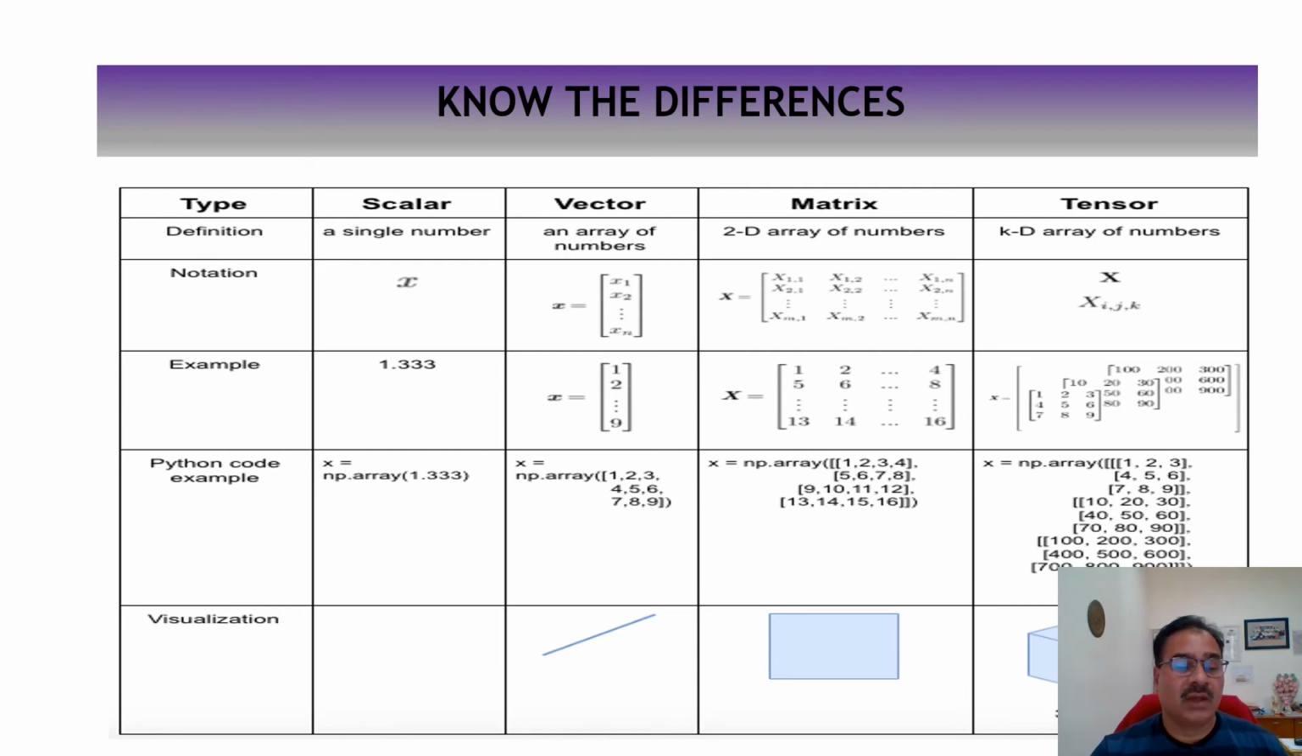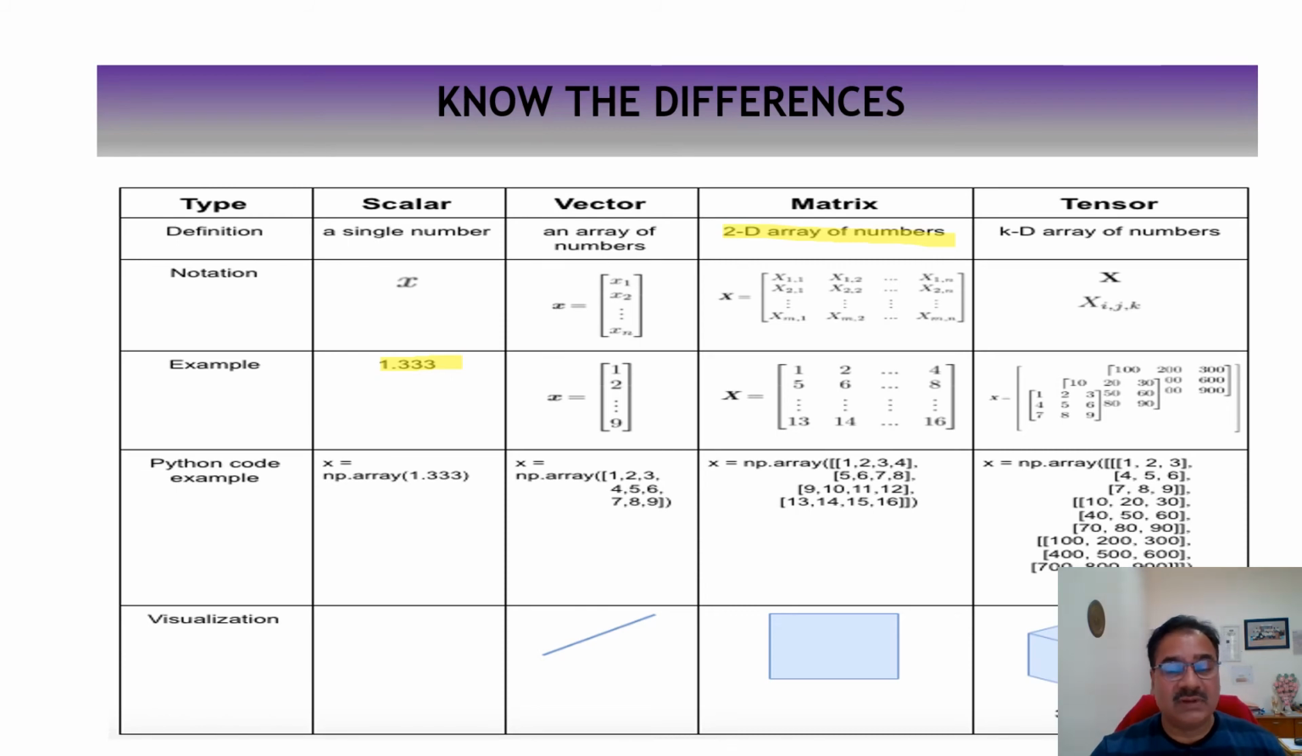In notation, a single number, that is x, is a scalar. A vector is written as an array of numbers x1, x2, like this column vector. A 2D array of numbers like this is called a matrix, and a tensor is written as capital X with subscripts i, j, and k. For example, numbers like 1.33 or any number, then 1 to 9 as a column matrix, and this is your matrix proper with certain rows and certain columns, and this is the combination of matrices, the entries of the matrices in multi-dimensional form.